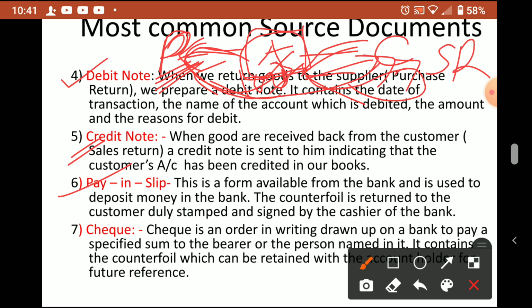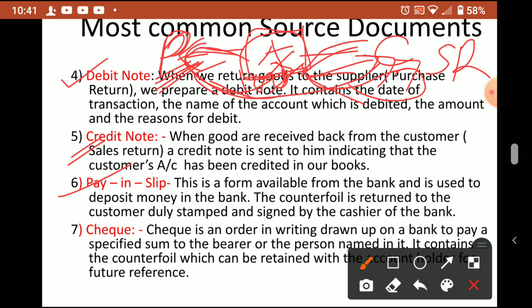In the pay-in slip, two parts will be there. One is the counter foil, which we can fold and tear off, and one part we give to the bank, the main part. The lengthy one we give to the bank. The other part, the counter foil, they will give back to us as the customer copy. They will put a received stamp on it, then give it back.